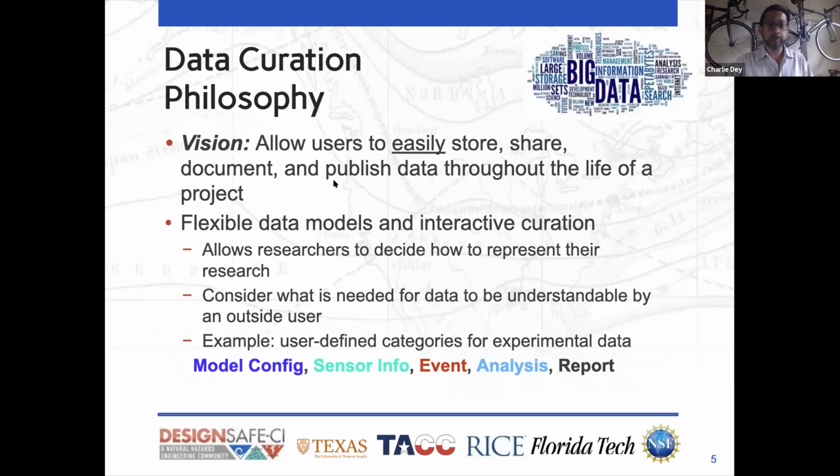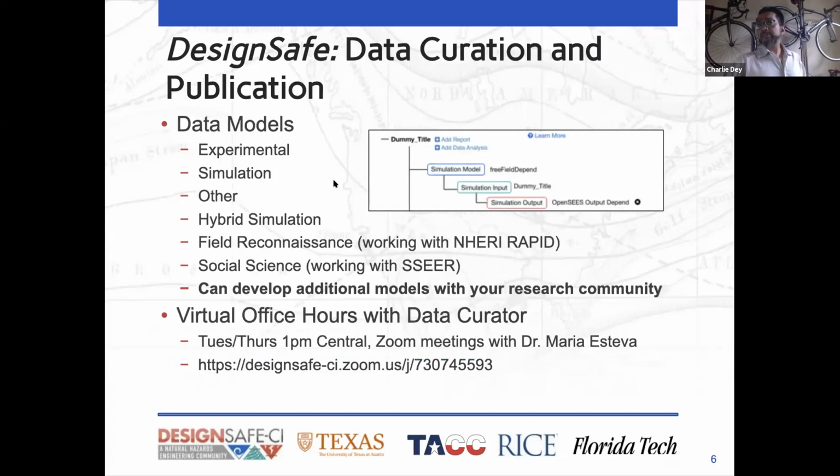But they're customizable. So these data models that we're creating have to be able to support experimental data, simulation data, other types of data that we haven't actually categorized yet, hybrid simulations, field reconnaissance. Social sciences are now coming up and using DesignSafe. It has to be kind of open. So the data sets have to be open to be able to be understood by the rest of the community.